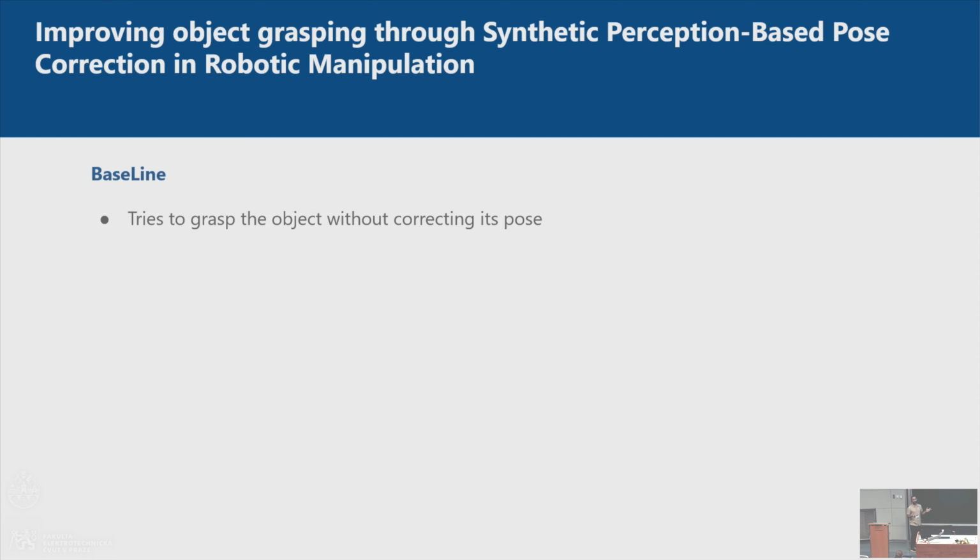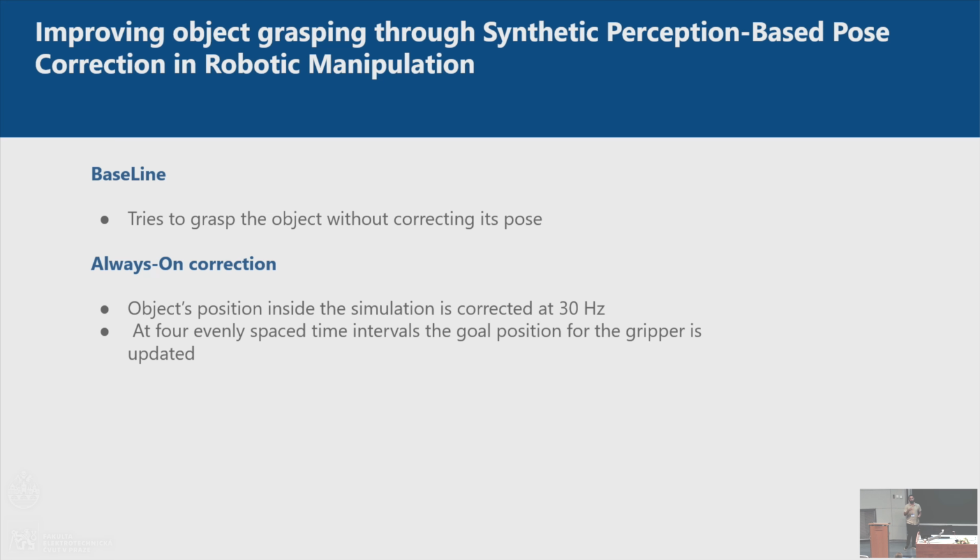And then we implemented 3 models. The first one is the one I already talked about, the baseline, where we just see the object, build it in a simulation, and just try to grasp it as it is. Then we use an always-on correction, which starts the motion towards the object and tries to update the object position at full speed. This is 30 Hertz for those who care. And at 4 evenly timed intervals during the trajectory, we update the arm goal position. So we are correcting the pose all the time, and at some points we just say, okay, the object changed position, so I changed my goal.